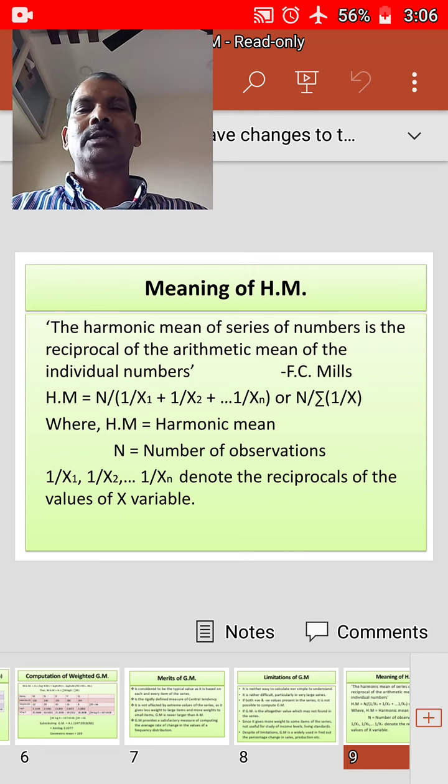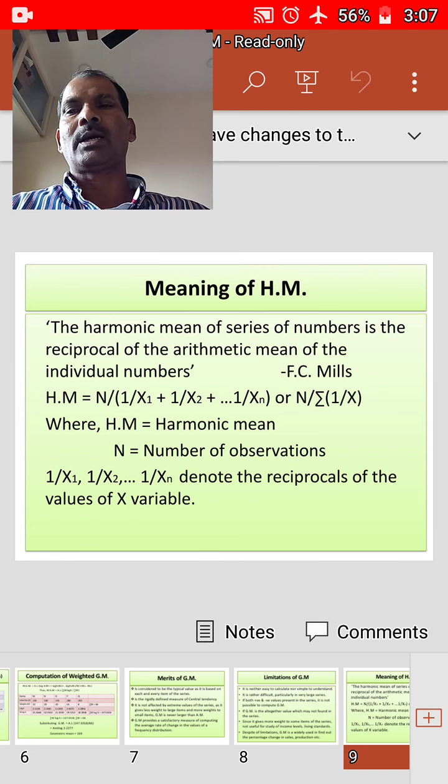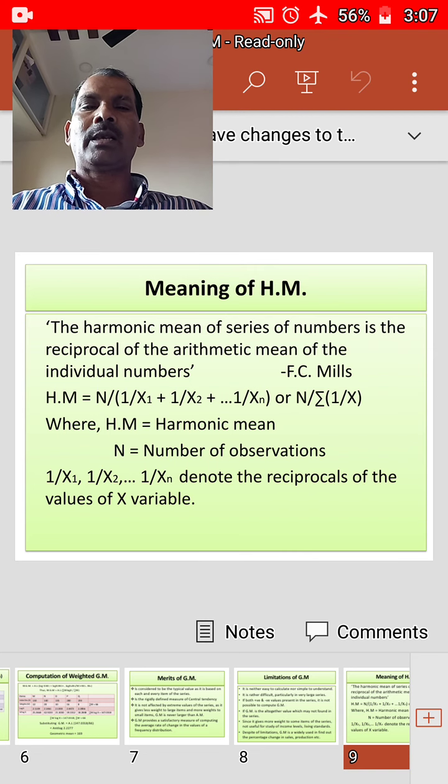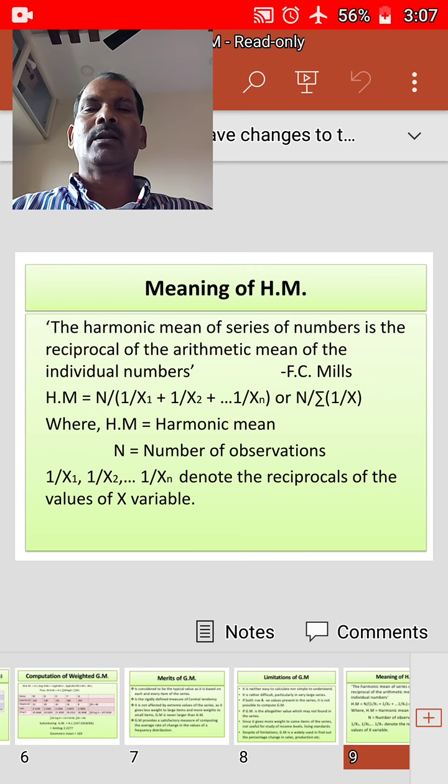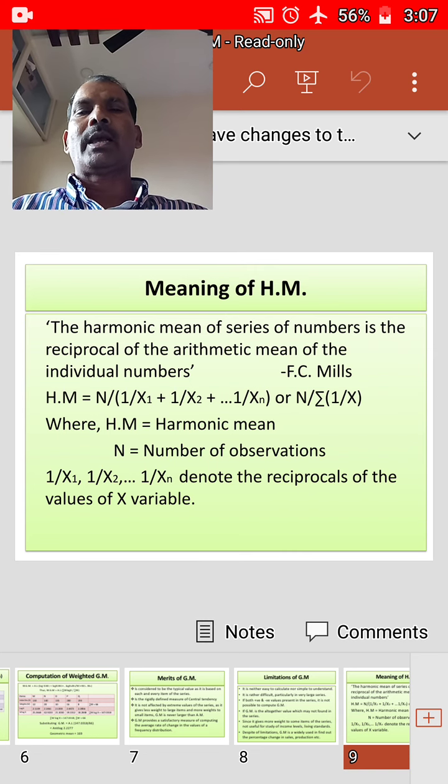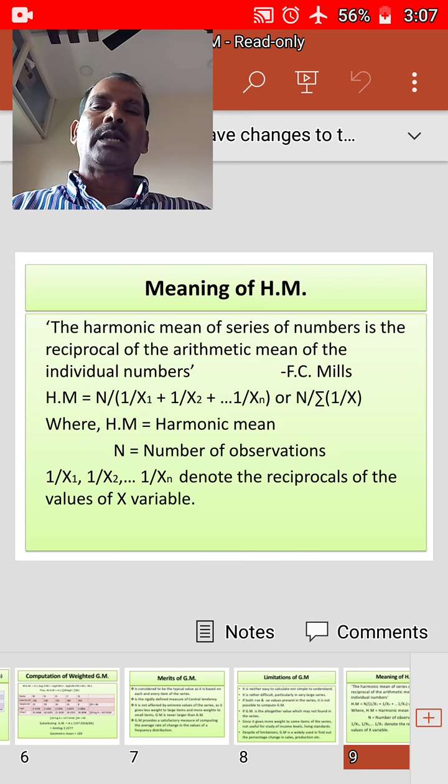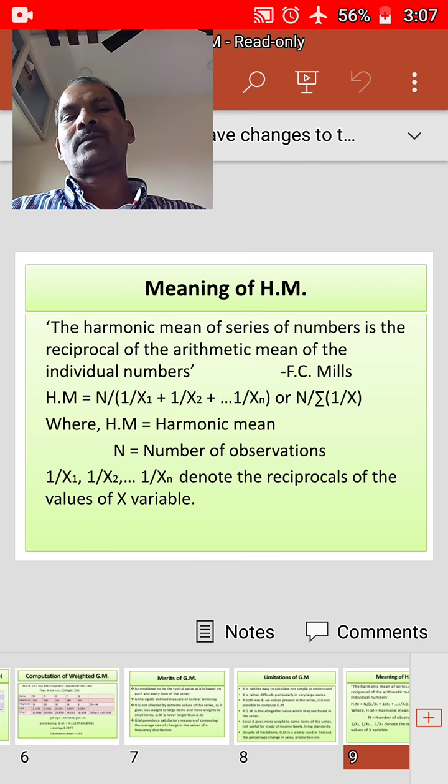Symbolically we can show it as harmonic mean is equal to n by 1/x1 plus 1/x2 plus ... plus 1/xn, or we can write the same as n by sigma 1/x, where HM is equal to harmonic mean, n is equal to number of observations, and 1/x1, 1/x2, ..., 1/xn denote the reciprocals of the values of the x variable.